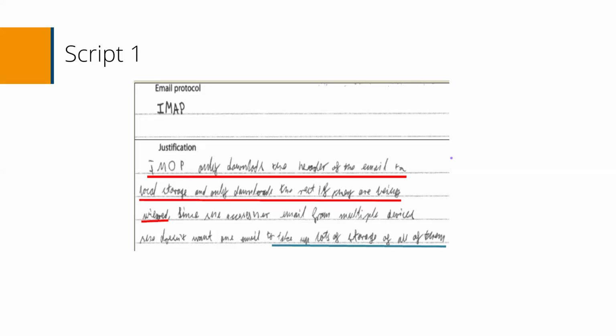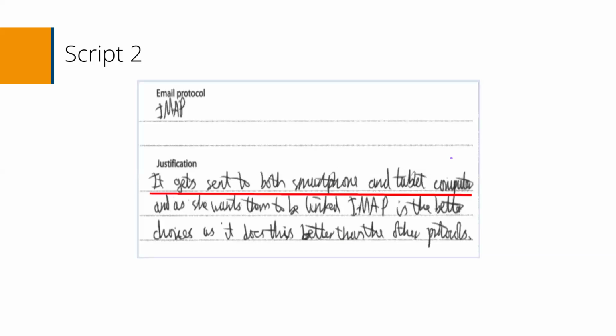It gets 1 mark. Expansion: takes up lots of storage of all of them. Doesn't want one email to take up lots of storage of all of them, which is pretty good. It's not quite well expressed, but it means there's limited storage, so it gets the second mark for limited storage. So it's the middle bullet point in the mark scheme: the fact that they don't have to download the whole email initially, and it doesn't take up too much storage. The second answer, again, 1 mark for IMAP. It gets sent to both smartphones and tablet computer, which is identical to the third marking point in the mark scheme.